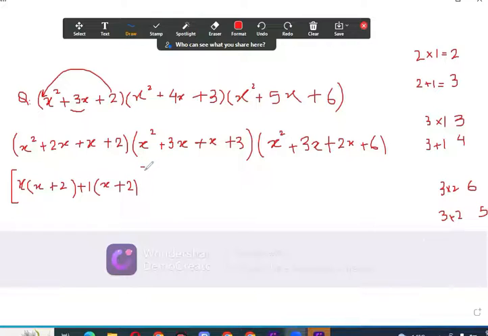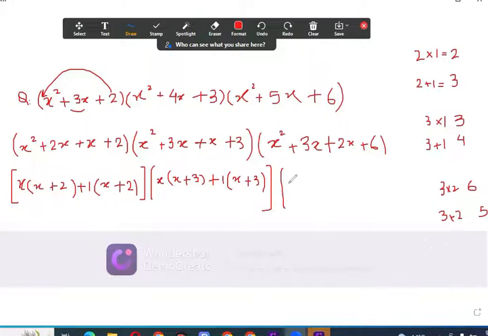Now same for the second expression, you can take x common from the first two terms, so you will be left with x plus 3, and again you can take 1 common from the last two terms, so x plus 3 is left. Now we are done with the second expression. Now move forward to the third expression.